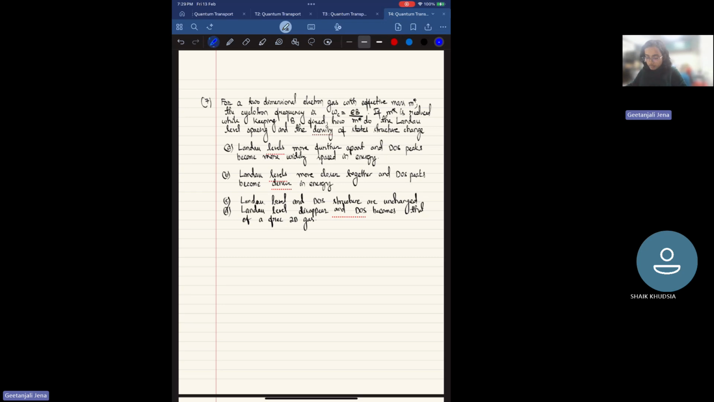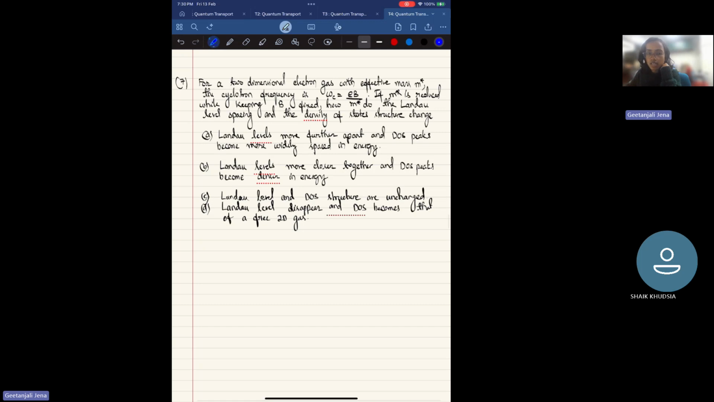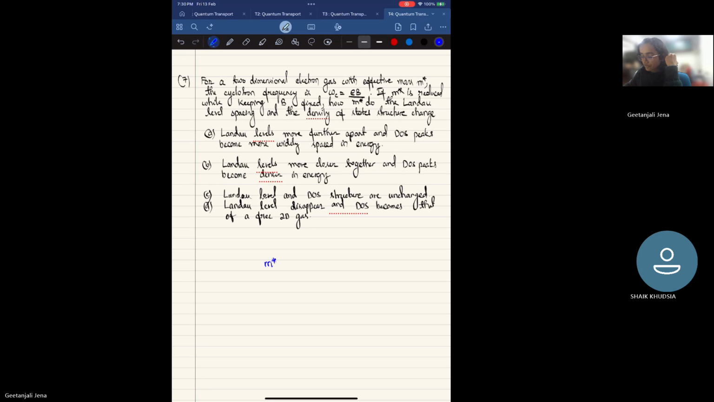Question number 7. For a two-dimensional electron gas with effective mass m star and the cyclotron frequency omega c equal to eB by m star, it's given we are decreasing the effective mass while keeping B fixed. Then how do the Landau level spacing and the density of states structure change? So what is the effect of decreasing the effective mass on the density of states and the energy spacing?